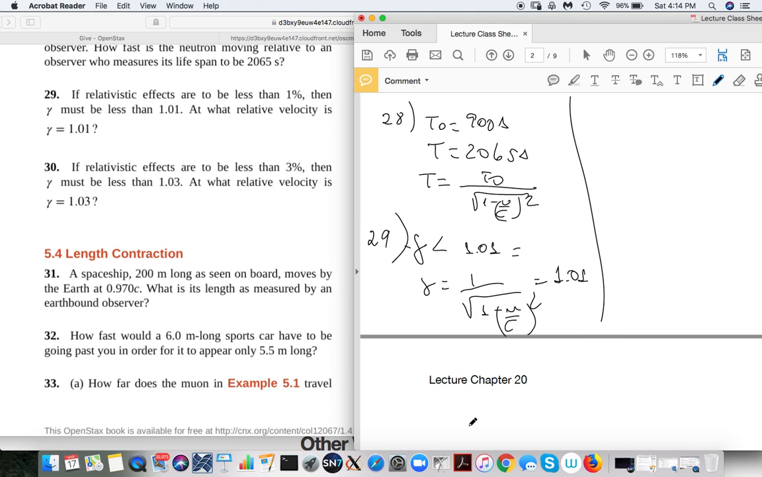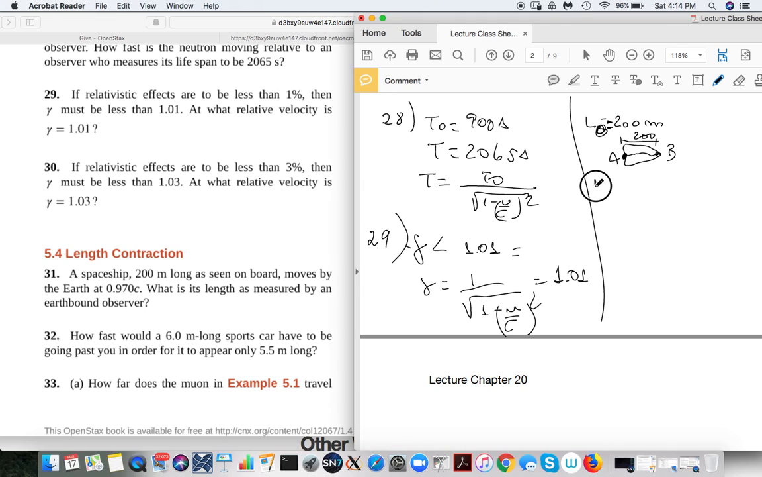Okay, let's go to length contraction. We have a spaceship that is 200 meters long, as seen on board. This is important. Seen on board means we are talking about proper length. Somebody on board went along the corridor of the spaceship. Imagine the spaceship like this. Somebody went from here all the way there with a ruler and measured 200 meters. So this is your point A, this is your point B. We are talking about proper length.